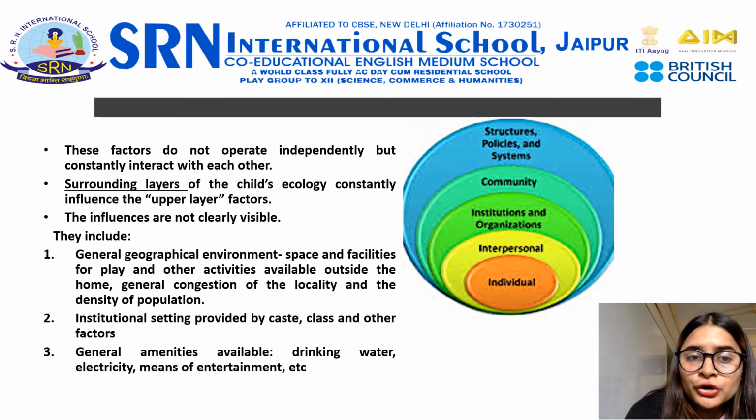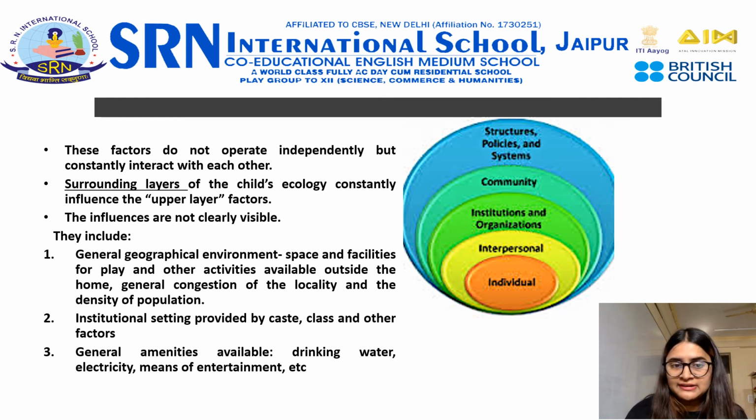Now, these factors do not operate independently but constantly interact with each other. Now, the surrounding layers of the child's ecology constantly influence the upper layer factors. These influences are not clearly visible. They include general geographical environment, space and facilities for play and other activities available outside the home, general congestion of the locality, and the density of population. Institutional setting provided by caste, class, and other factors, general amenities available like drinking water, electricity, means of transport, etc. Alright, now let's move on to the last slide of this topic.